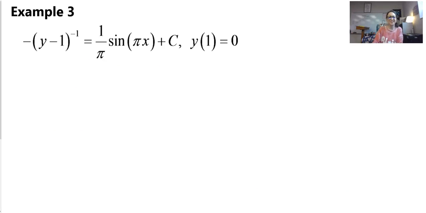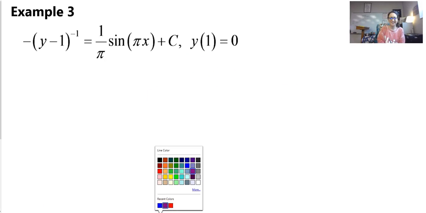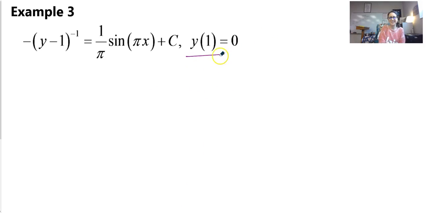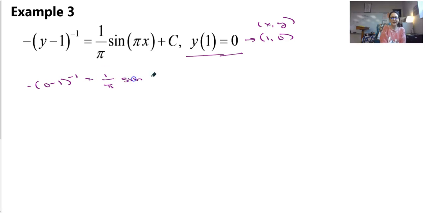All right, last example, go ahead and copy it in your notes. Okay, so our first order of business is what? Is to find C. So let's write this as 1, 0. So I'm going to plug in 1 for x, 0 for y. All right, so we've got -0 minus 1 to the -1 equals 1 over pi sine of pi times 1, so pi plus c.